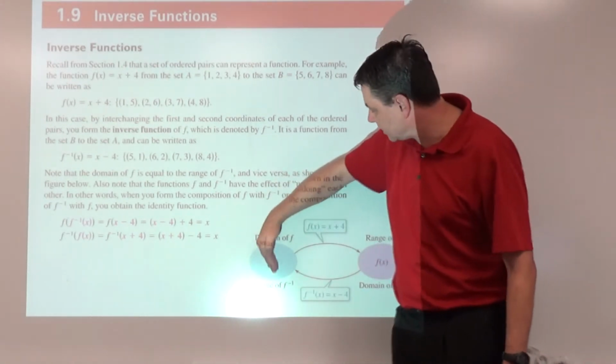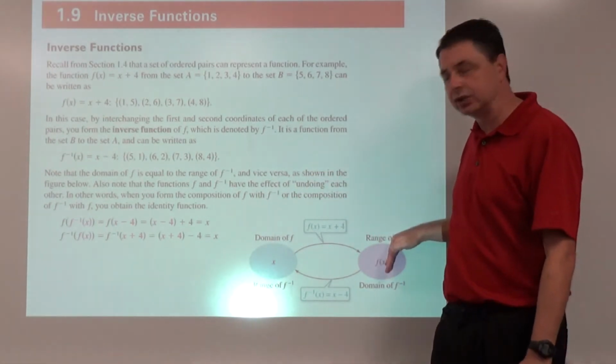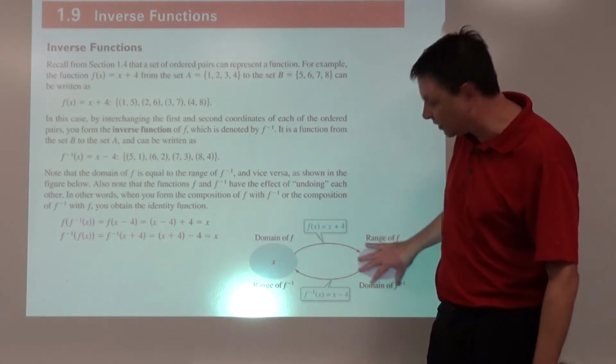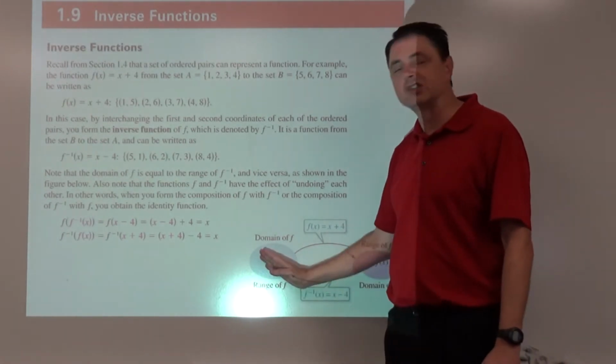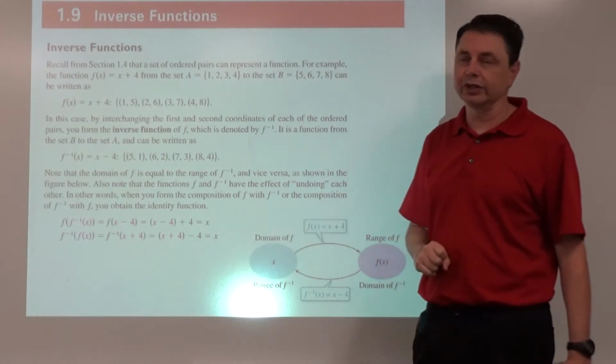So we have the domain of f. We take a function and it maps it to the range, and then the inverse is going to take that. It's now the domain of the inverse, and it maps us back to the range, which is the domain of the original.